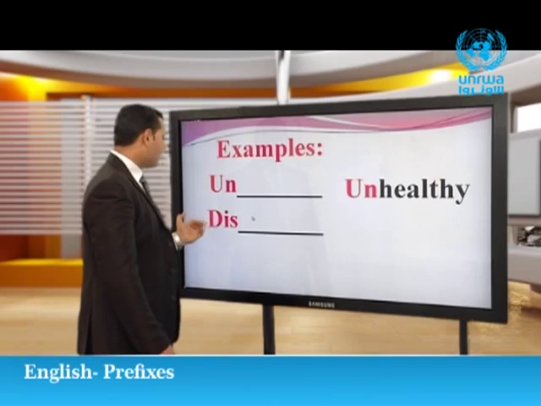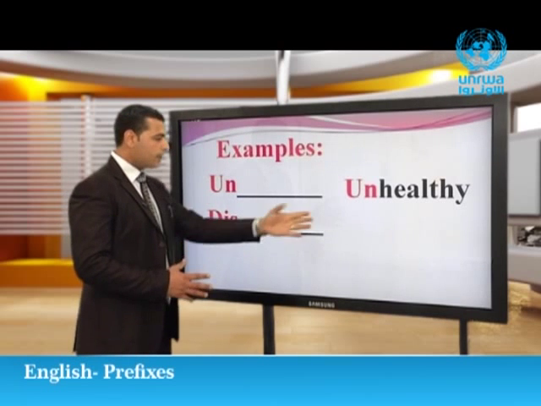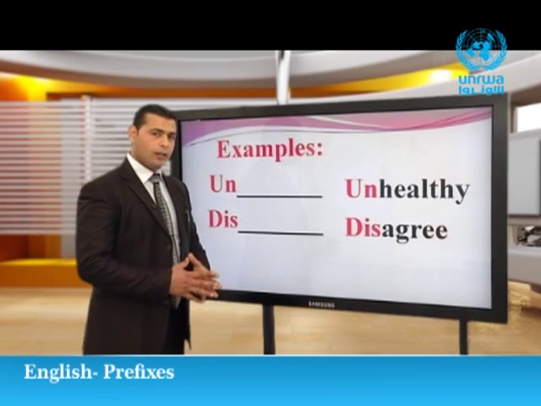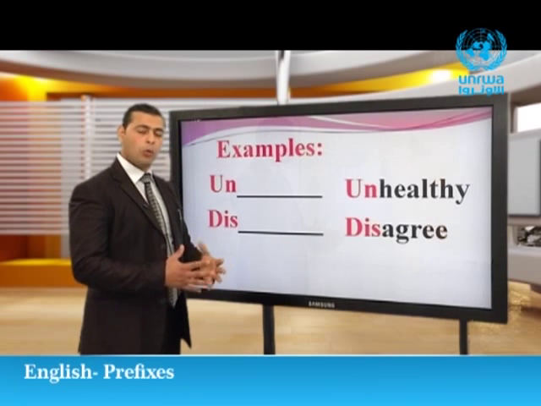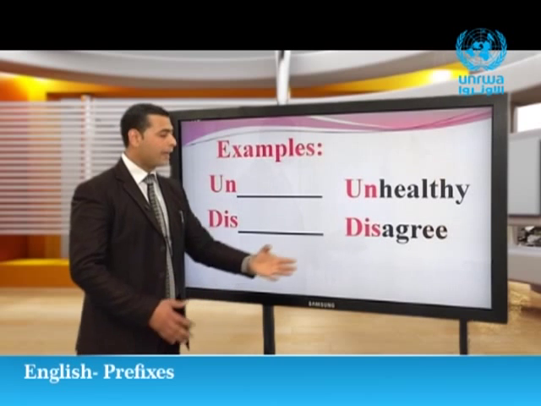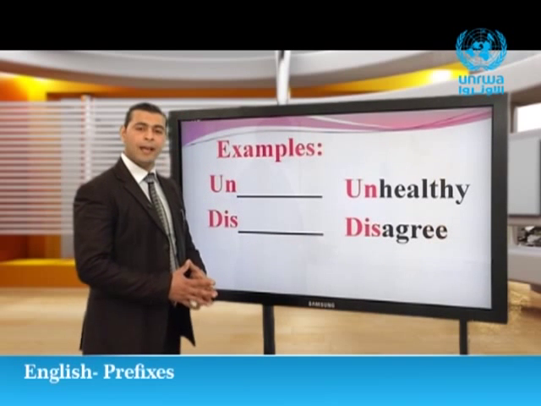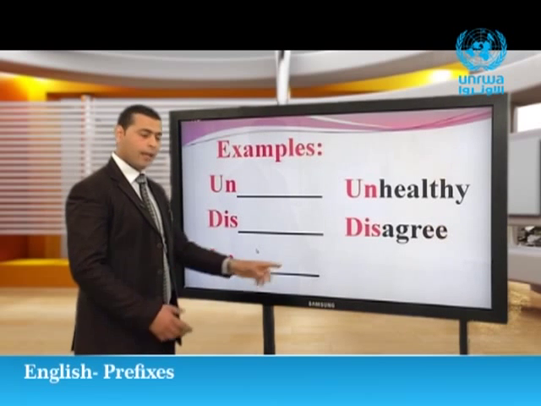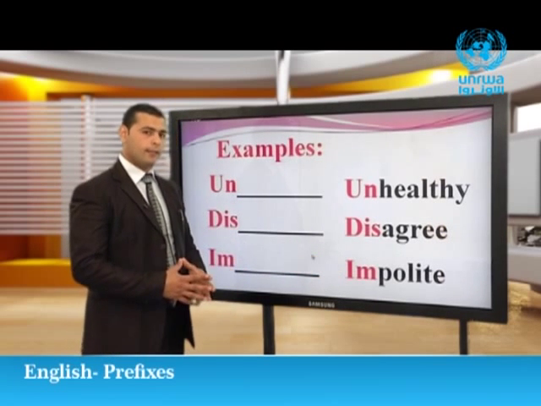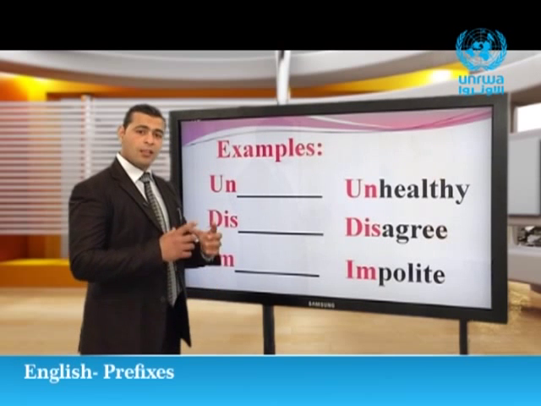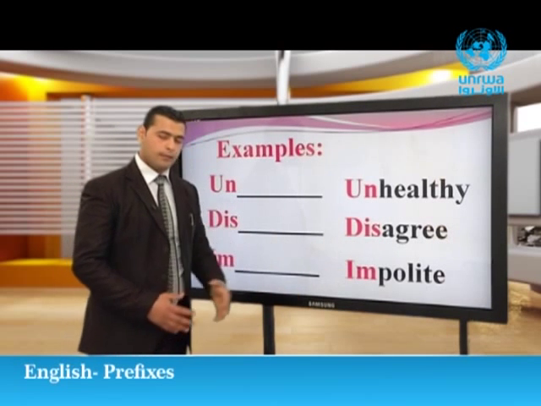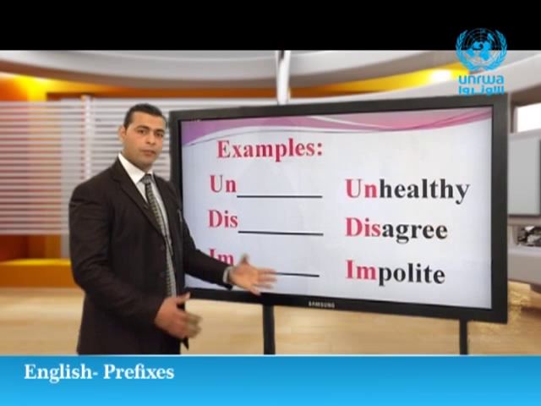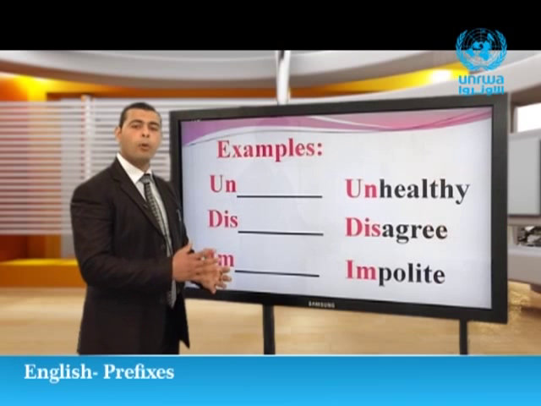لننظر إلى prefix آخر, dis. Dis like in disagree. Agree يوافق, but disagree يعارض أو لا يوافق. أصل هذه الكلمة هو كلمة agree, أضفنا لها البادئة dis. لننظر إلى بادئة أخرى, im. Like in the word impolite. The root of this word is polite. أصل هذه الكلمة هو كلمة polite, مؤدب. أضفنا لها البادئة im, أصبحت impolite.